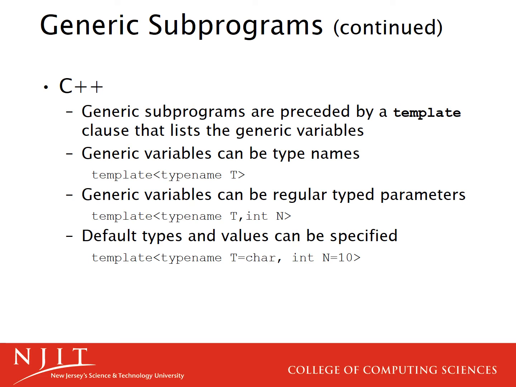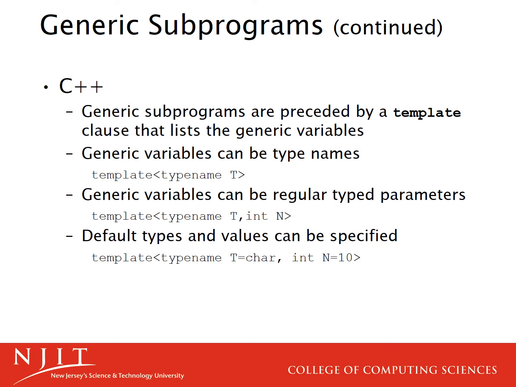So here's what it looks like in C++. Generic subprograms are preceded by some kind of a template clause that lists what the generic variables are, right? So they can be type names, templated by type name, and you give it some identifier. In this case, we're giving it T. They can be regular typed parameters. Here the second example is a template that uses a type name T and the integer n, and you can even specify default values.